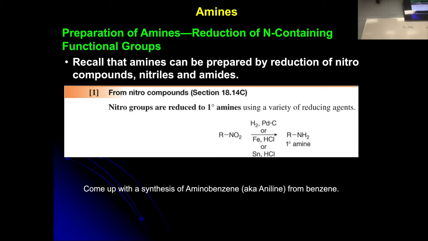That's the reaction. Now, you can use iron and HCl, you can also use tin and HCl. Both of these will work just fine for this type of chemistry. Okay?